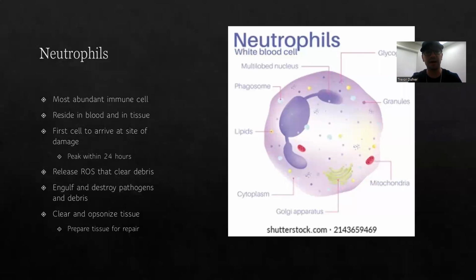So the first thing we're talking about here is neutrophils. Neutrophils are the most abundant immune cell, and they reside in the blood and in the tissue. They mostly reside in the blood, but when an infection occurs or when damage occurs, they move across the endothelial lining and move into the tissue so that they can do their jobs. They're the first cell to arrive at damage, this migration usually peaks within 24 hours, and they release reactive oxygen species to clear debris.